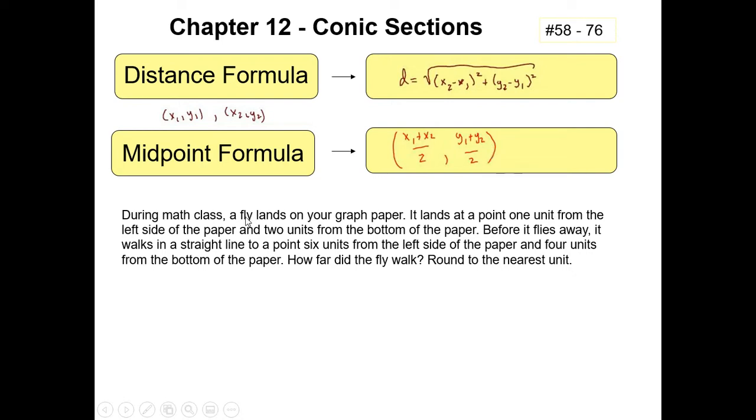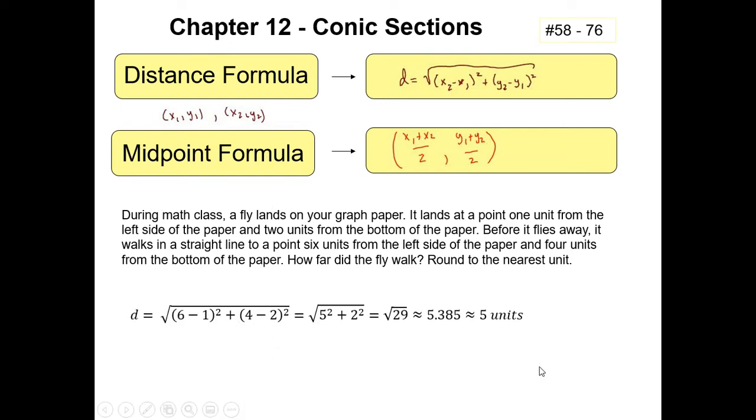So let's look at a word problem here. During math class, a fly lands on your graph paper. It lands on a point 1 unit from the left side of the paper and 2 units from the bottom of the paper. Now, for the purpose of this problem, we'll assume that the lower left-hand corner is your origin, (0, 0). Before it flies away, it walks in a straight line to a point 6 units from the left side of the paper and 4 units from the bottom of the paper. How far did the fly walk? Round to the nearest unit.